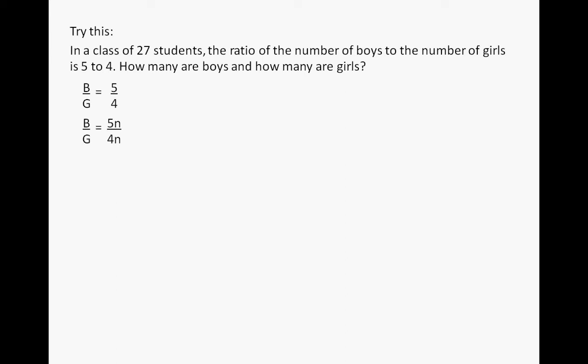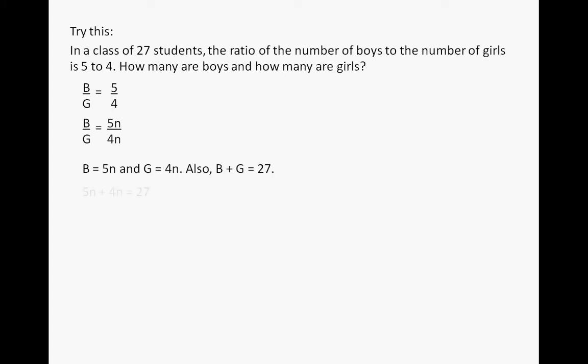You need to set up the ratio. If we're talking about boys to girls, boys goes on top and girls on the bottom. So 5 to 4. Since we don't know how many groups there are, we're going to use n for the number of groups. So we have 5n and 4n. So b is equal to 5n, g is equal to 4n, but we also know that the number of boys plus the number of girls is going to equal 27.